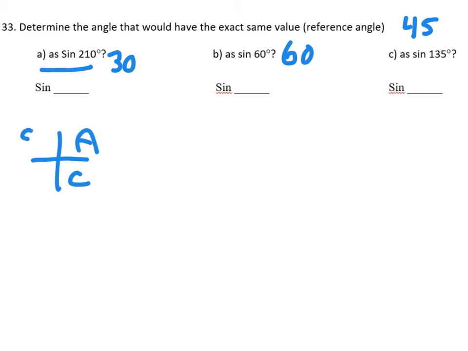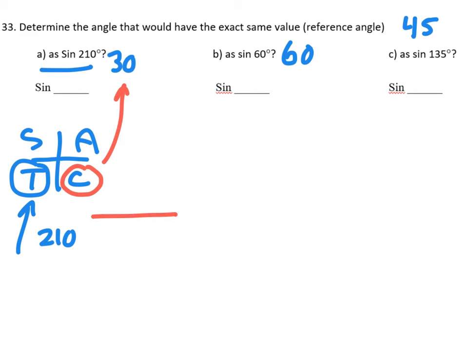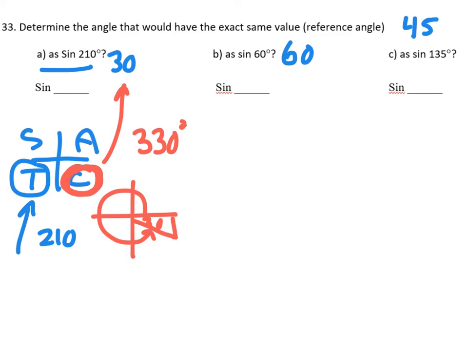So CAST tells us that sine in this quadrant, because 210 would be in this quadrant, is negative. So we need another time when sine is negative, which would be down here, with that reference angle. So the answer would be a 30-degree angle down here, which is 330 degrees, because that'll put us in a quadrant that's negative, and it will have a reference angle the same as 210.